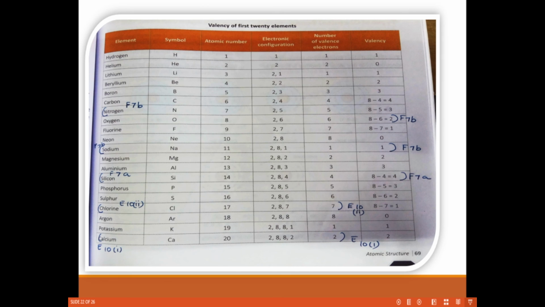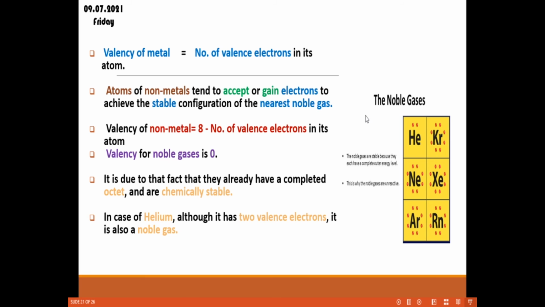So we have to discuss here. See, nitrogen has atomic number 7. It is a non-metal. That means the electron configuration is 2, 5. This 5 is the number of valence electrons. That means 8 minus 5 we get 3, so the valency is 3. And the valency for noble gases is 0. It is due to the fact that they already have a complete octet and are chemically stable.